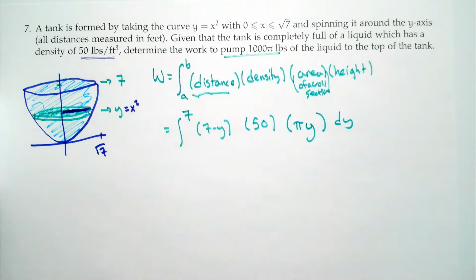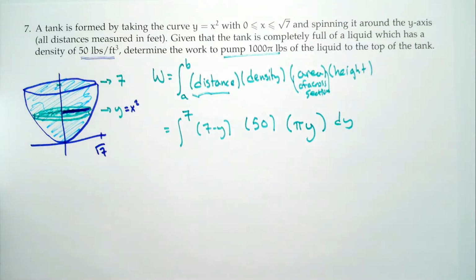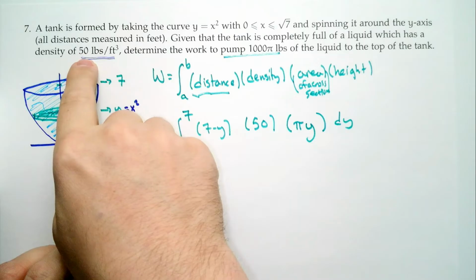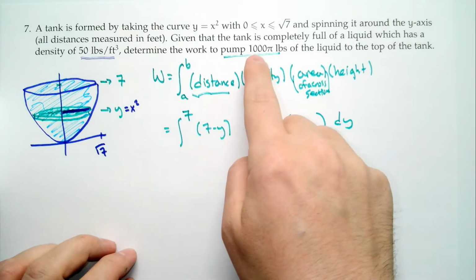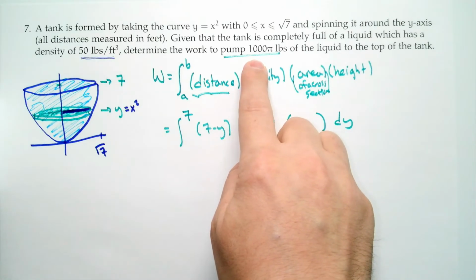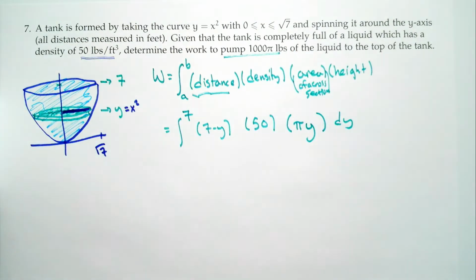Okay, well, let's think about this. There's a little bit of work we have to do before we can do our work problem here. We know that our density is 50 pounds per cubic foot. So if we've got to pump out 1,000 pi pounds and it's 50 pounds per cubic foot, how many cubic feet do we need to pump out?